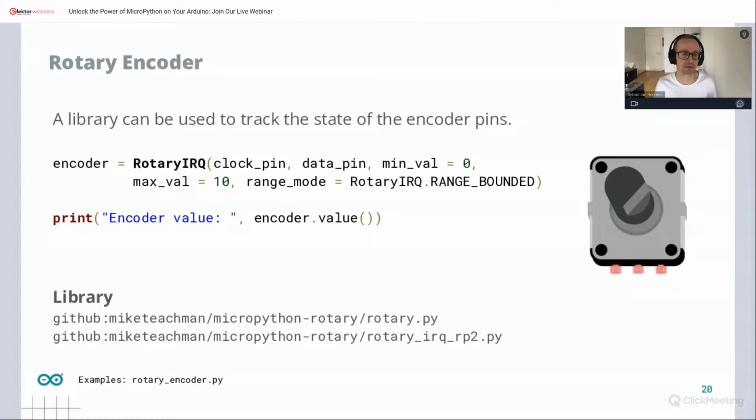So you just need to specify the pins where you have your encoder connected, and then you can specify also a range. Here I went for 0 to 10. So when you turn it, it would never go beyond 0 or 10. But you can also go for an unbounded working mode. I don't have that in this example, but it's also possible to do that. So we got that. So we almost have all the parts ready for our player.